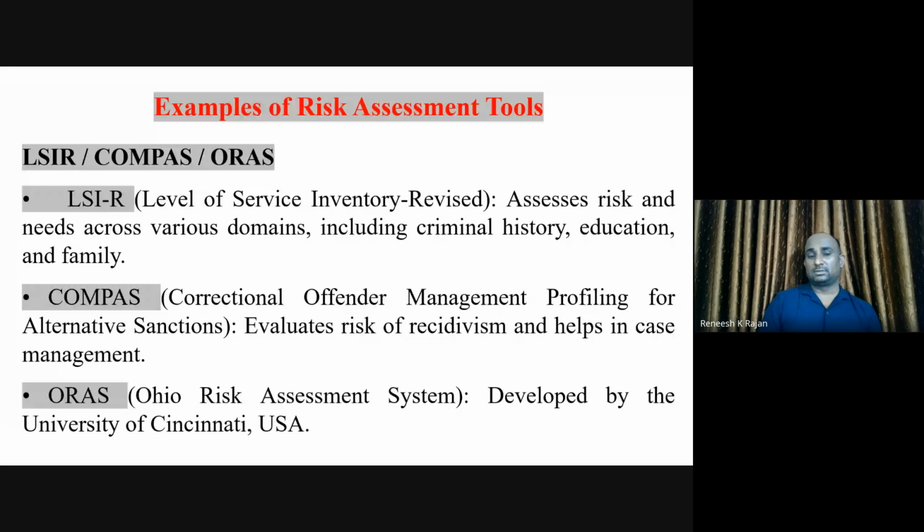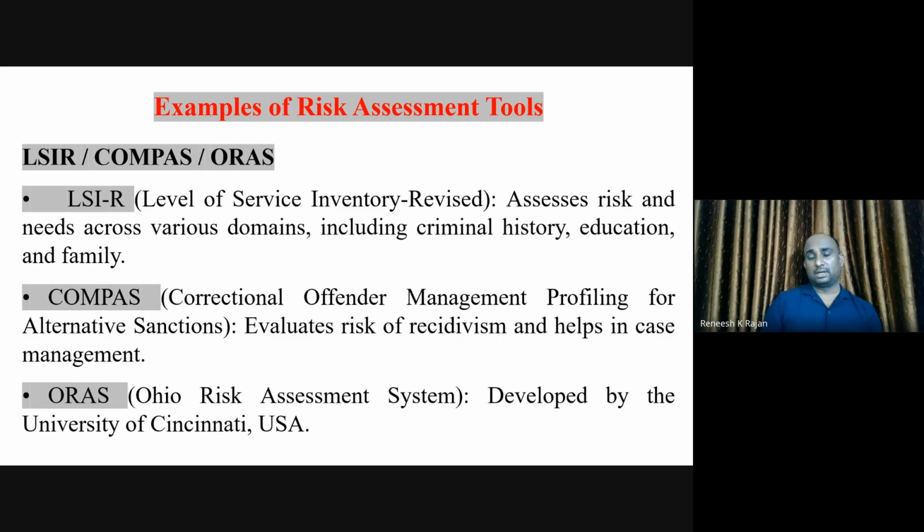And ORAS, the Ohio Risk Assessment System, was developed by the University of Cincinnati, USA. I've mentioned only two or three tools, but there are many tools for risk and need assessment. But we, the Indian correctional institutions in India, have a lack of these risk assessment tools.